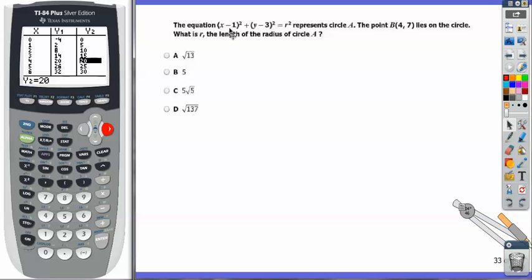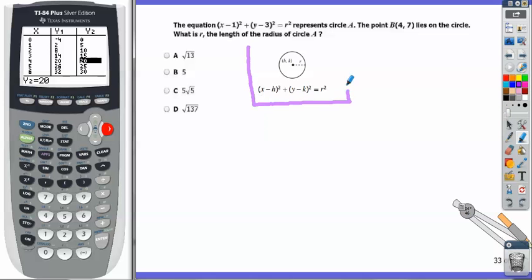The equation x minus 1 squared plus y minus 3 squared equals r squared represents circle A. So I need to look at my formula sheet. Now, when I look at my formula sheet, this is what I see right here. I'll highlight it so you can see what I'm talking about. This is my equation of a circle, and it actually looks pretty similar to what I have sitting here. Now it says the point 4, 7. Well, I know that that's an x and a y, and I have an x and a y here. So I can plug that in.